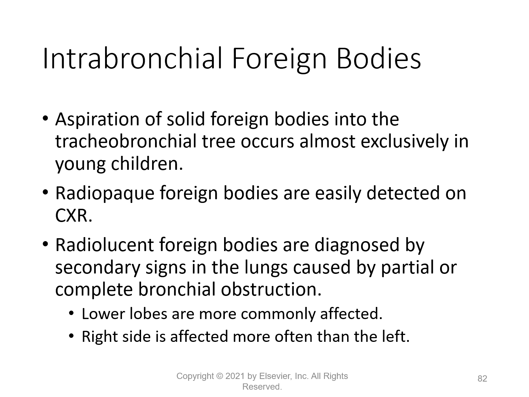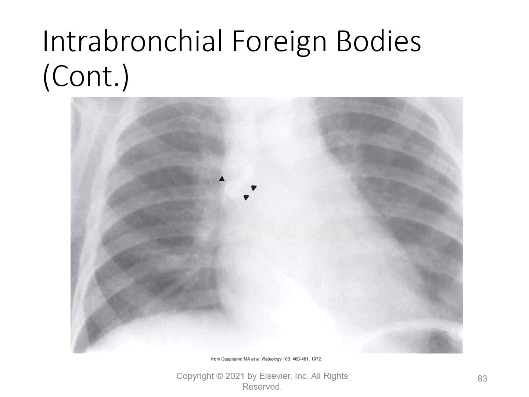Radiolucent foreign bodies: just because it doesn't show up on an x-ray doesn't mean it's not there. Sometimes we can have those radiolucent foreign bodies, and usually the doctor's going to have to make the diagnosis by secondary signs from the lung that would indicate that there's complete or partial bronchial obstruction, such as significant atelectasis. Now, because of the vertical orientation of the right bronchus, the right side is often more affected than the left.